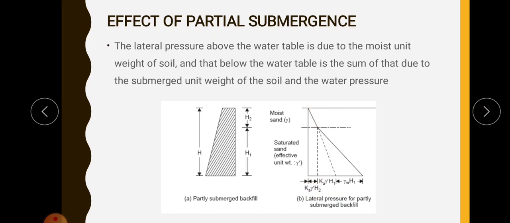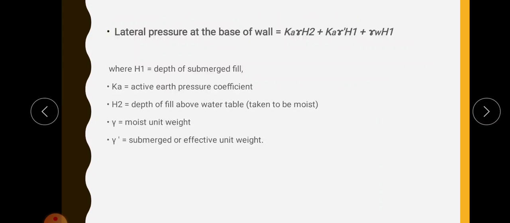Then next you consider the earth pressure due to this backfill soil for a height of H1, that is Ka into gamma dash into H1. Here we have to take gamma dash because here it is below the water table, so the soil is in submerged condition, plus the earth pressure due to pore water, that is the unit weight of water into height H1. Okay, so the lateral earth pressure at the base of the wall is Ka into gamma H2, which is due to the bulk unit weight of the soil for a height H2, then below that Ka into gamma dash H1 plus the pressure due to water, that is unit weight of water into height H1.